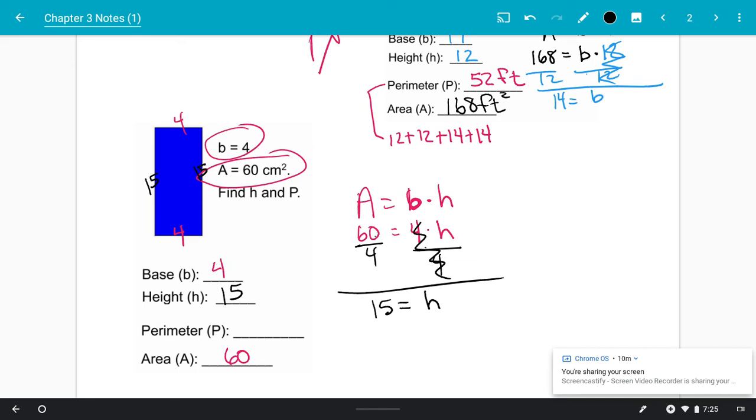15, 15. And we can find the perimeter. 15 plus 15 plus 4 plus 4. That's 38 centimeters, and this one is centimeters squared because it's area.